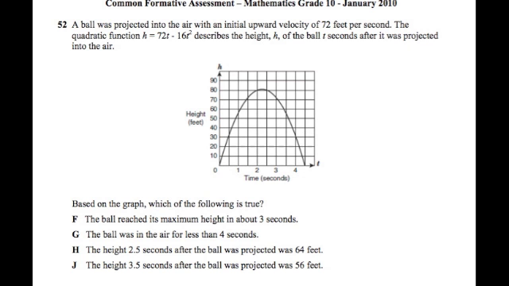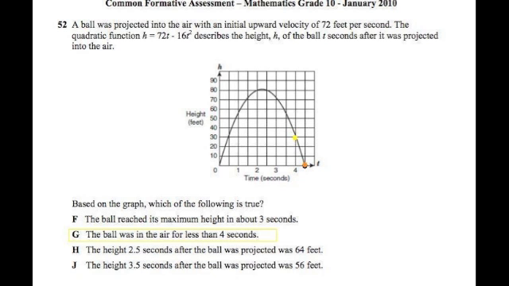So let's look at each answer choice. F says the ball reached its maximum height in about 3 seconds. So if you go to about the top of the vertex of the parabola, it looks like the height was 80 feet in about, I'd say maybe 2.3 or 4 seconds.